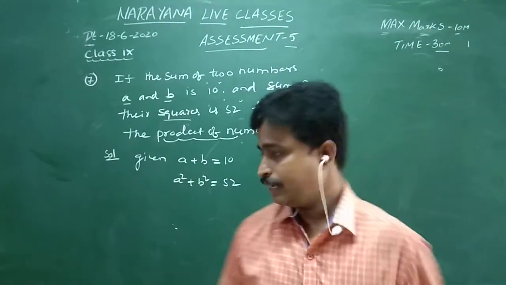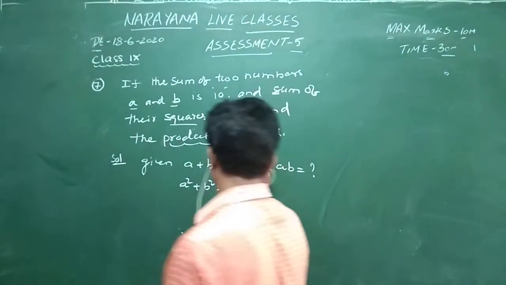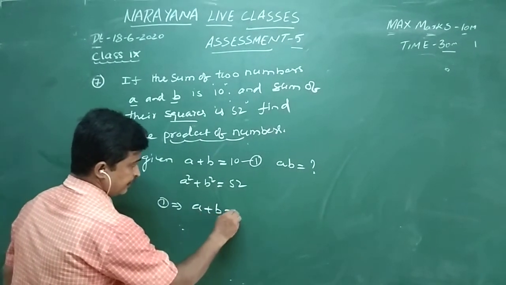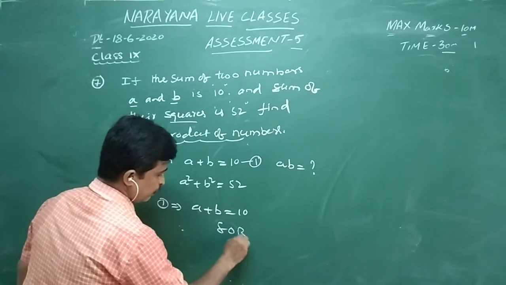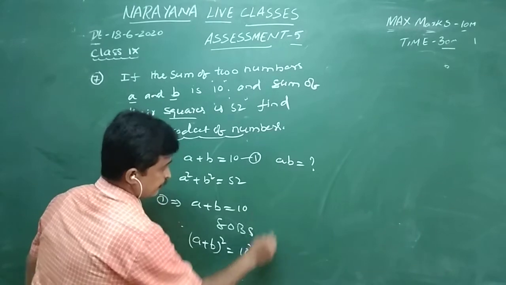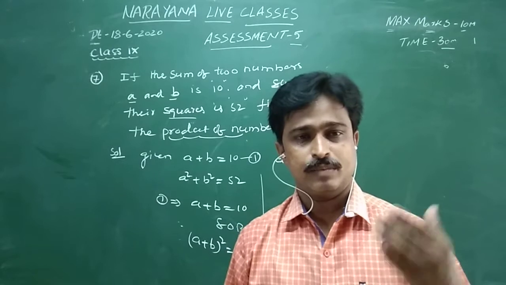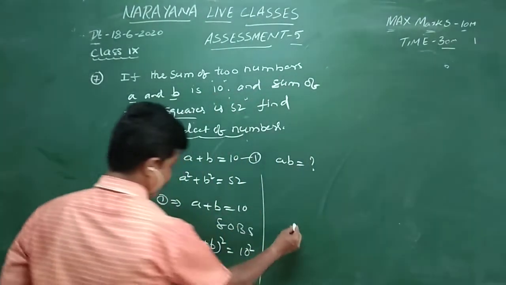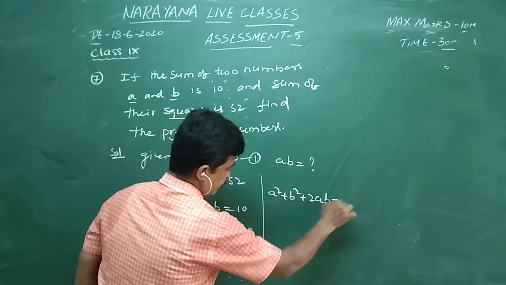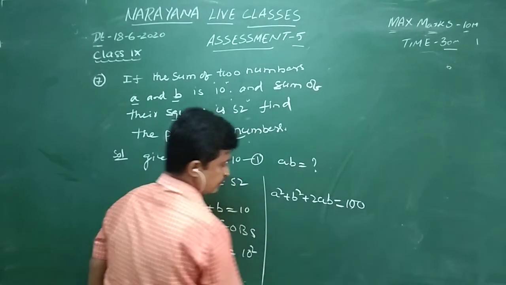We are already given a square plus b square, so we apply squaring on both sides to equation number 1. So a plus b is equal to 10. Squaring on both sides, a plus b whole square is equal to 10 square. We know the formula: a plus b whole square is a square plus b square plus 2ab, which is equal to 10 square, that is 100.